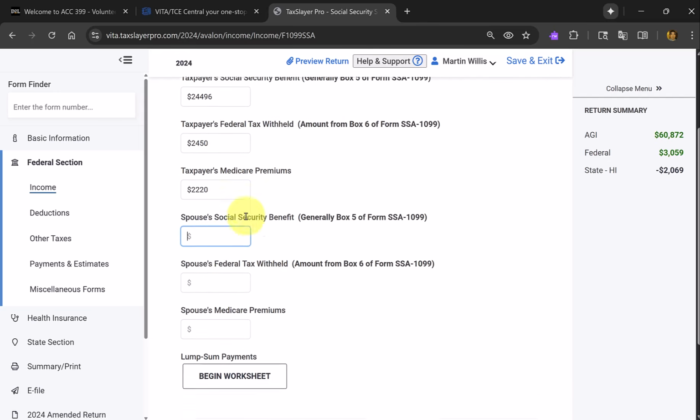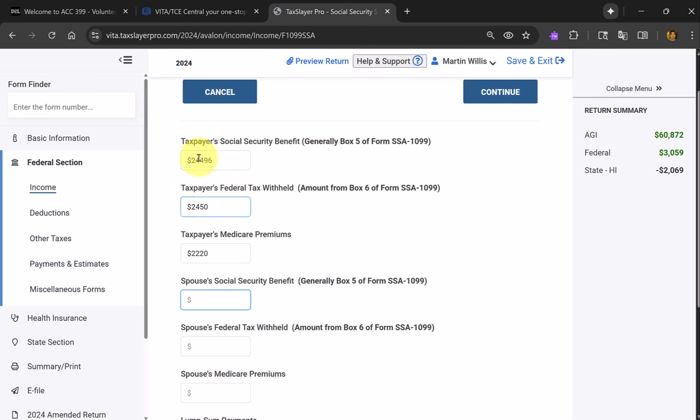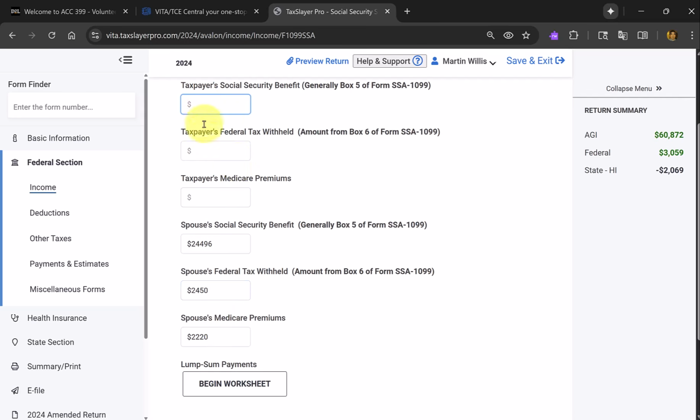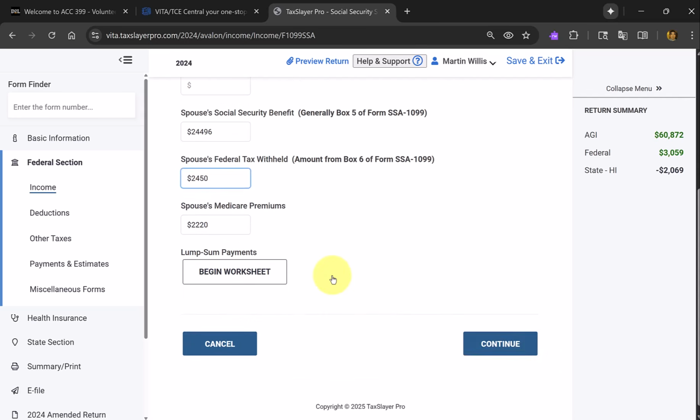Okay, you know what? I got it wrong. The taxpayer is Martin, yeah? So let's see if I can copy it down here. I'm just selecting and control dragging it. And let me go back and erase. Yeah, in our case, it doesn't matter because it will be combined, the spouses' amounts together.